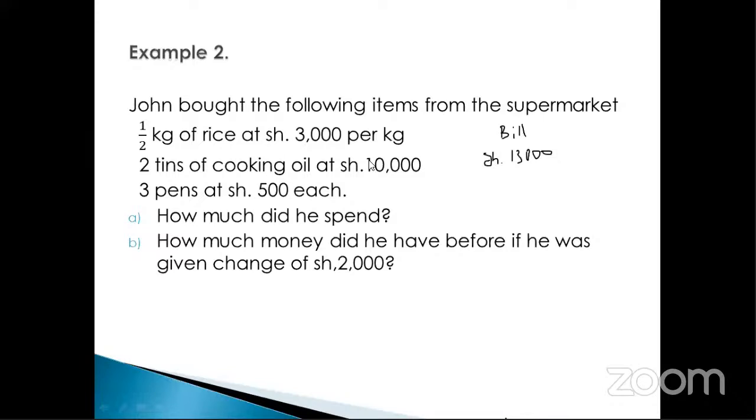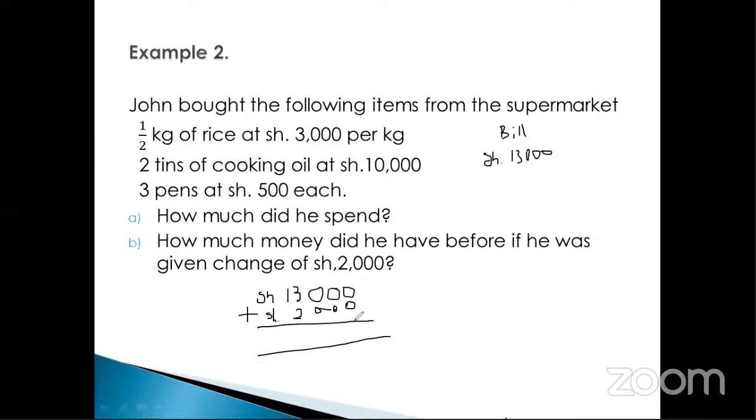Okay, very good. Here you get the money you had before. That is 13,000 shillings, and then you add 2,000 shillings. So here you add for you to get the amount of money if they have given you the change.